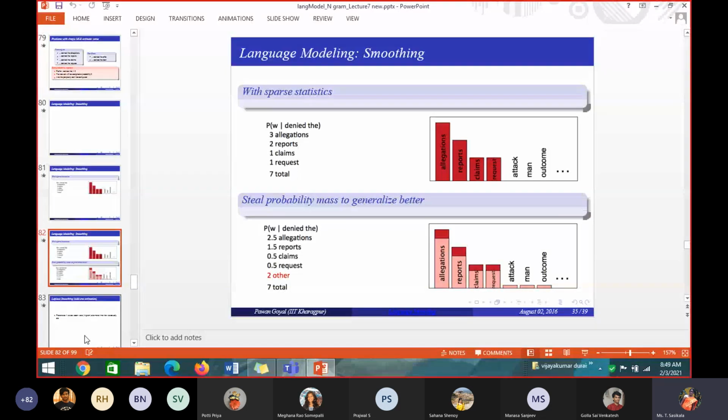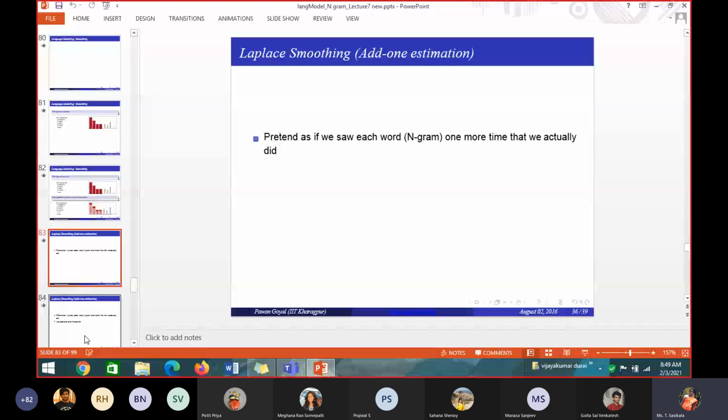There are different methods available. The first method, please make a note, is Laplace smoothing: the first method to steal some probability and give it to unknown words. We are going to see two methods. One is Laplace smoothing, the other is Good-Turing smoothing. The first one is Laplace smoothing. Please write Laplace smoothing. Below it, write the other name of Laplace smoothing: add one estimation smoothing.